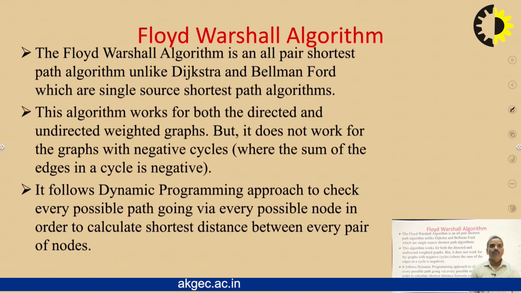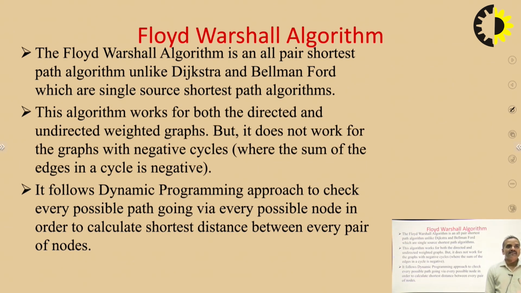This algorithm works for both directed and undirected weighted graphs, but it does not work for a graph with a negative cycle. That means where the sum of the edges in a cycle is negative. If the calculation of weight in a cycle is negative, then we can't find the value for the given graph. It follows a dynamic programming approach to check every possible path going via every possible node in order to calculate the shortest path distance between every pair of nodes.